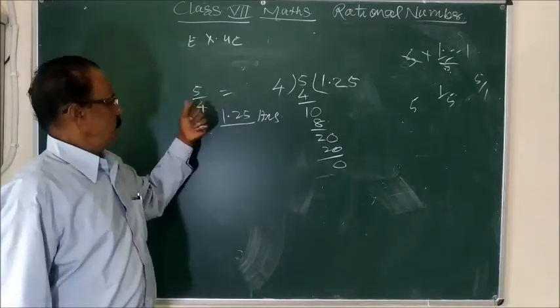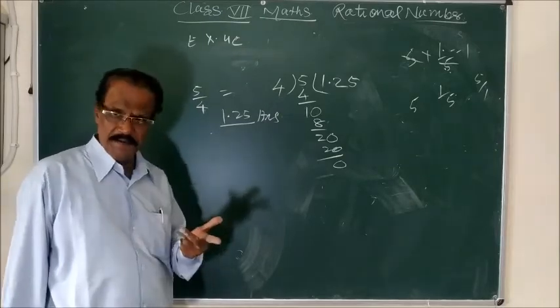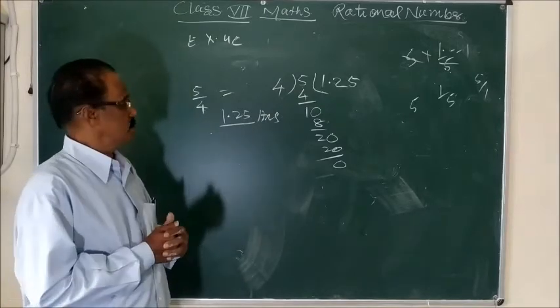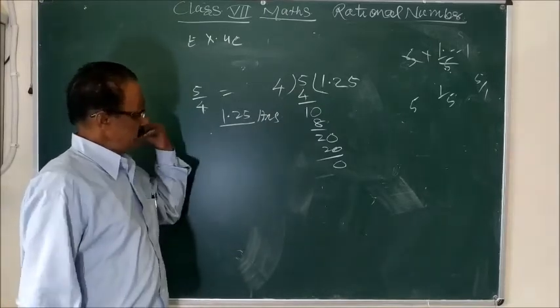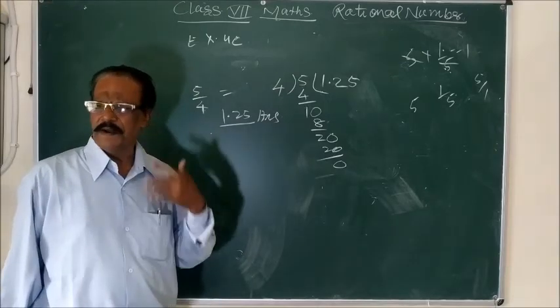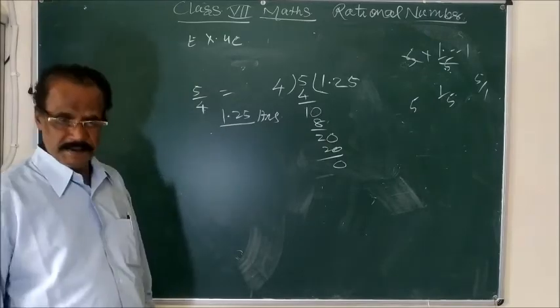You divide numerator by denominator and it will be either terminating. Terminating means the remainder is 0. This will be a terminating decimal. And if 0 is not obtained, if you continue dividing, that will be called a non-terminating decimal.